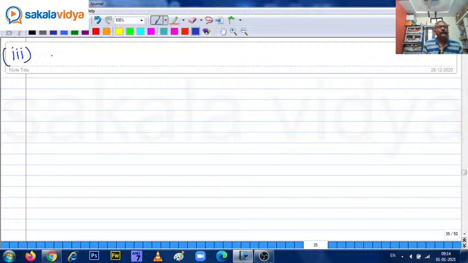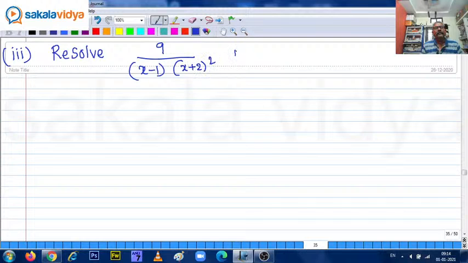Third problem. Resolve 9 upon x minus 1 times x plus 2 whole square into partial fractions.